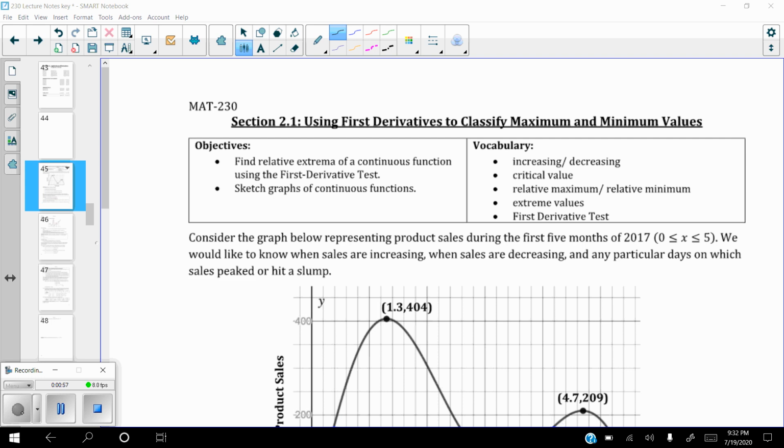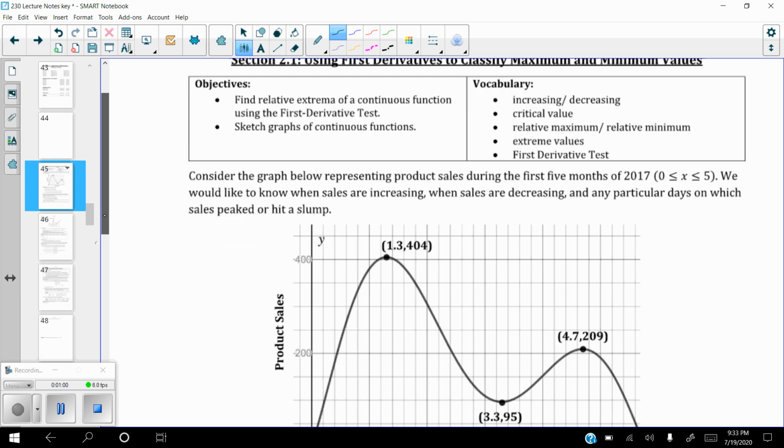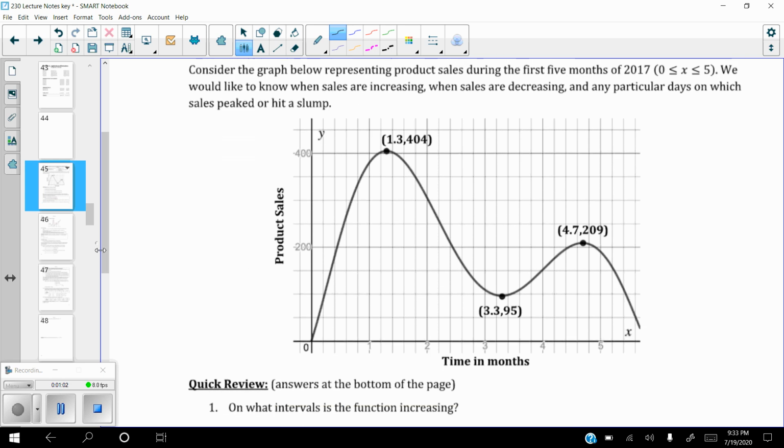Okay, so let's go ahead and take a look at this graph below. The graph represents product sales during the first 5 months of 2017 from 0 to 5. We would like to know when the sales are increasing, when the sales are decreasing, and any particular day on which the sales peaked or hit a slump. You probably can look at this graph and figure that stuff out pretty easily. So it's all about just putting it together in the right notation and, again, making sure you understand the vocabulary.